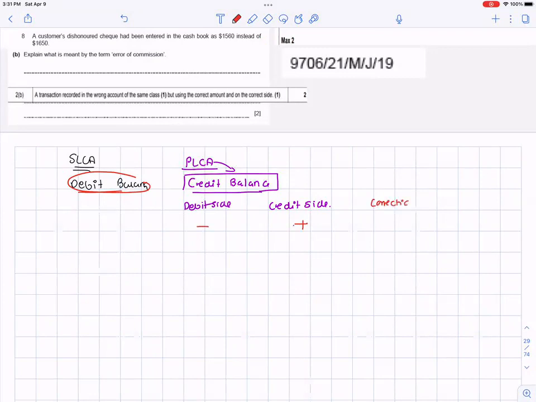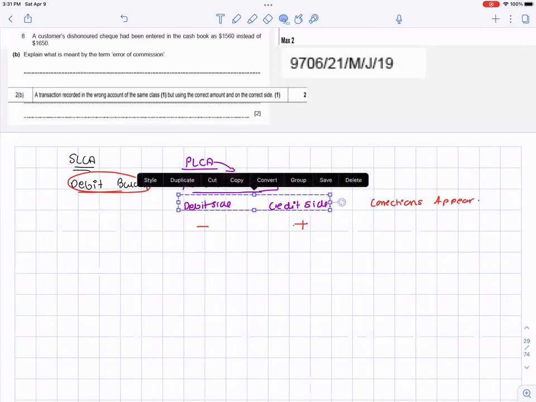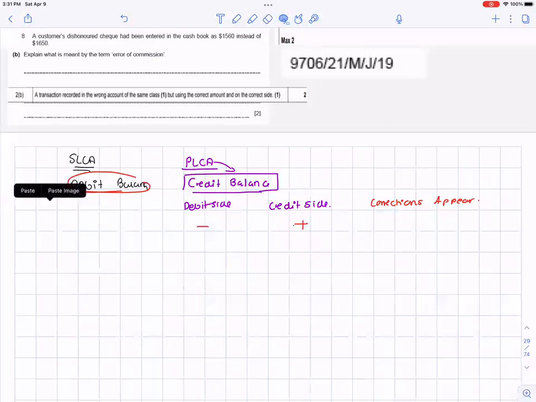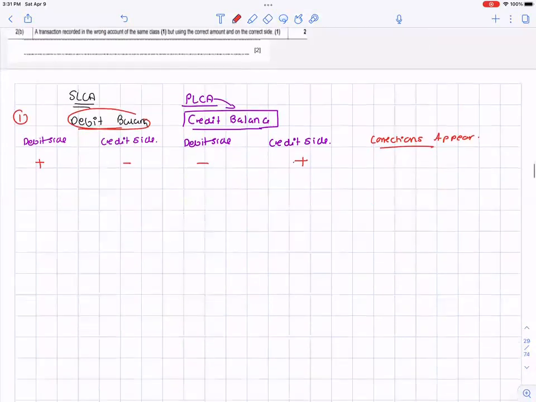If the corrections appear on the debit side of SLCA, what will you do? Add. And if the corrections appear on the credit side of SLCA, what will we do? Subtract. This is the first rule. Okay. Second thing.